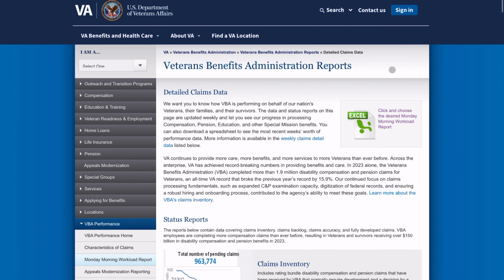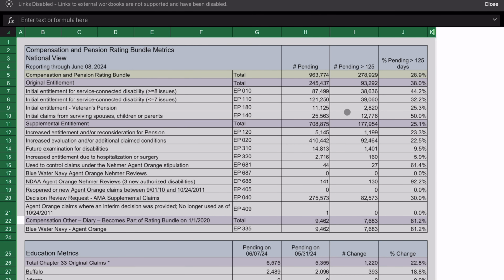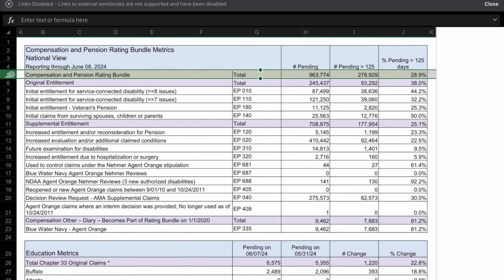Now I'm going to go up here, and over on this right-hand side, you'll see this deal. This is called the Monday Morning Workload Report. And the Monday Morning Workload Report really gives me a quick snapshot, and I'm going to show you what I mean by quick snapshot here. This is the Monday Morning Workload Report, reporting through June 8th, 2024. And I want to highlight this row right here. This is the row that I really, really care about.